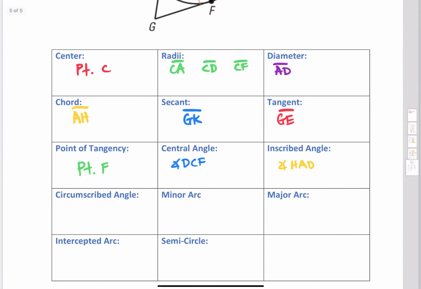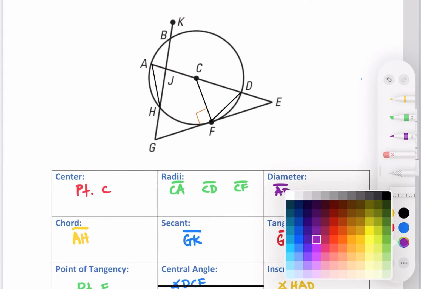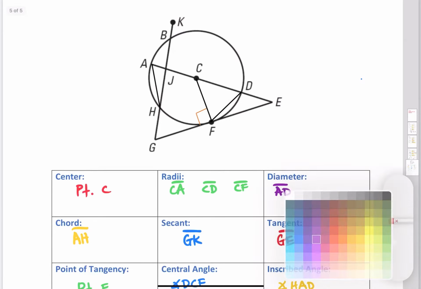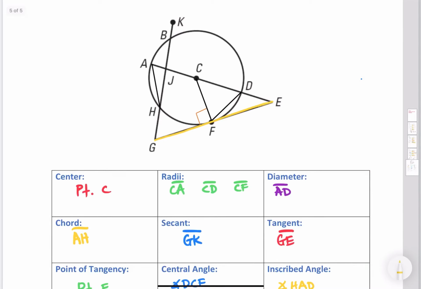And if we take a look at our circle here, well, we only have 1 tangent line. Since we only have 1 tangent line, that means we don't have any circumscribed angles. So here, we only have 1 tangent line. Now the line KG or GK is not tangent.